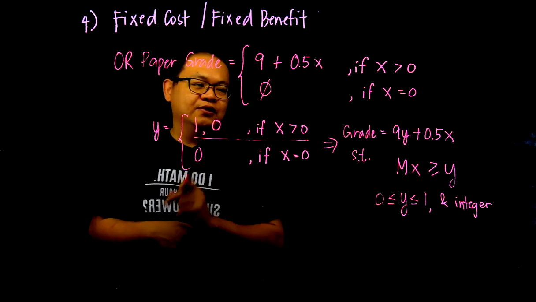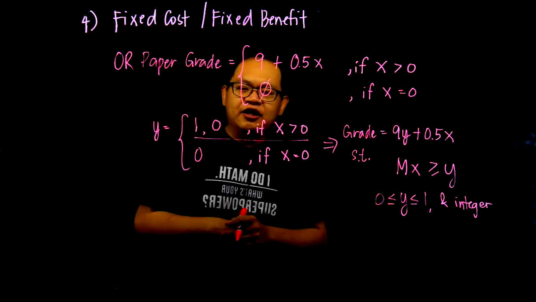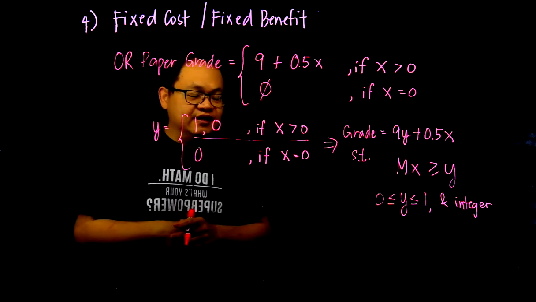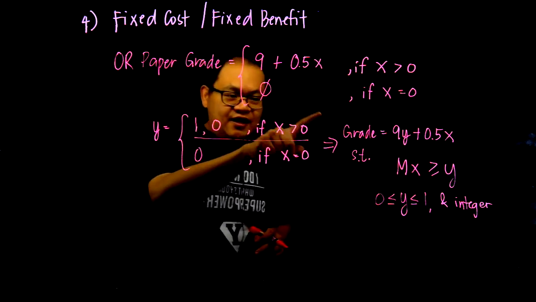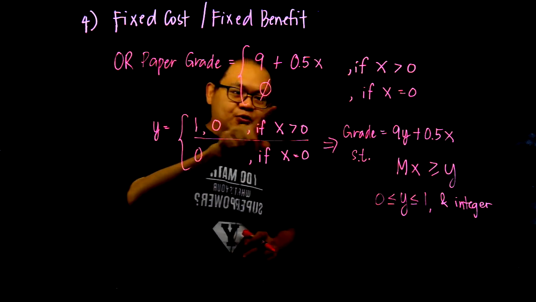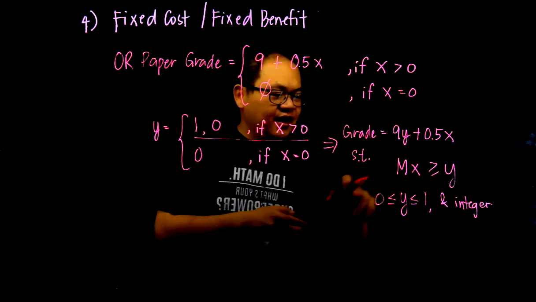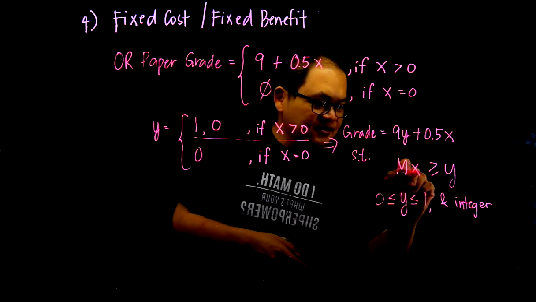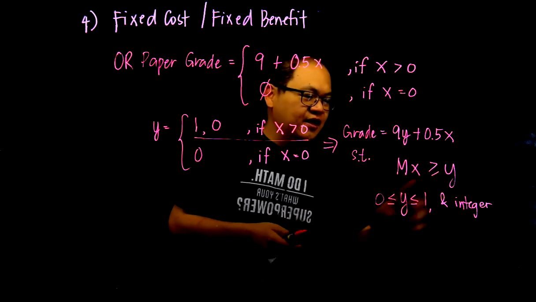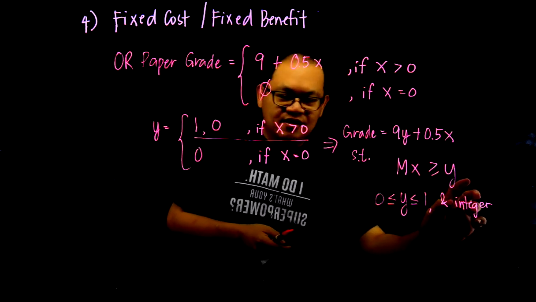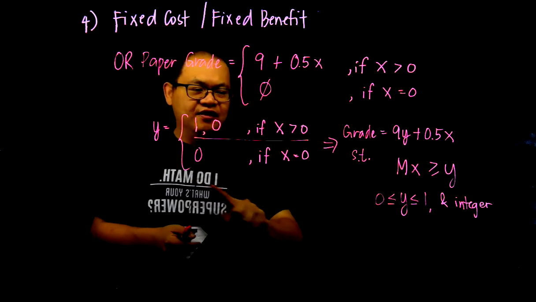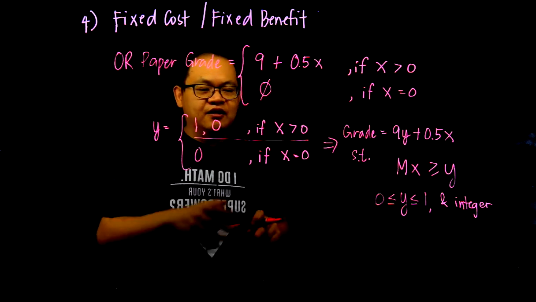So I hope by learning the concept of mortal sin and by defining your y in a way that will show the mortal sin, it will be easy for you to understand why the constraint Mx greater than or equal to y is the constraint that we need in order to fulfill this definition of the binary variable.